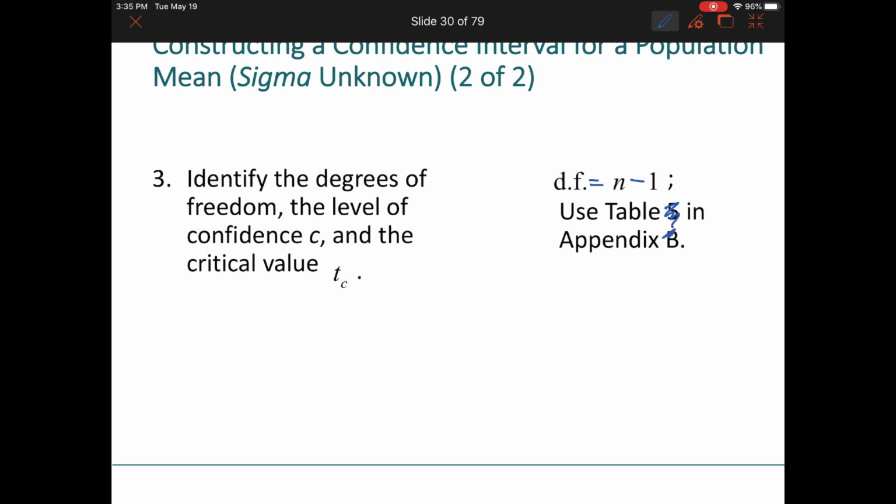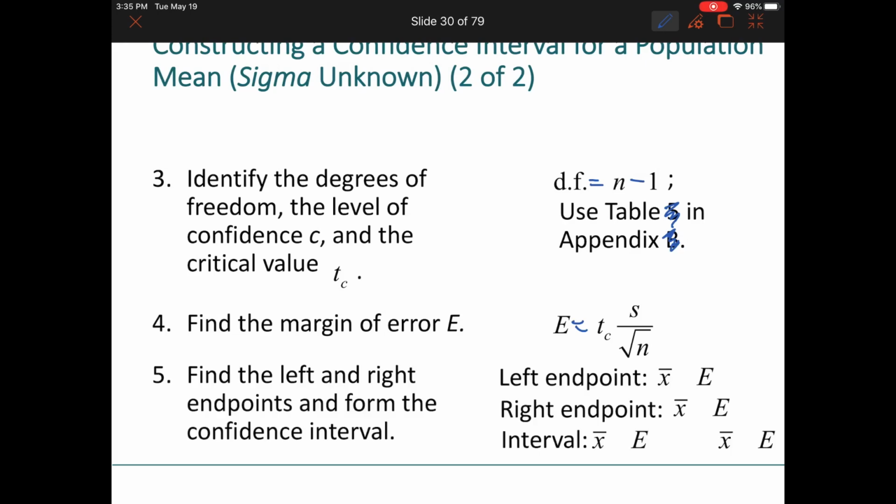So identify the degrees of freedom. This is the easiest part of all. It's simply n minus 1. And use whatever table you may have. This probably does not affect you. Find the margin of error. E is equal to the t times s over square root of n. That goes directly to the matter algebraically.